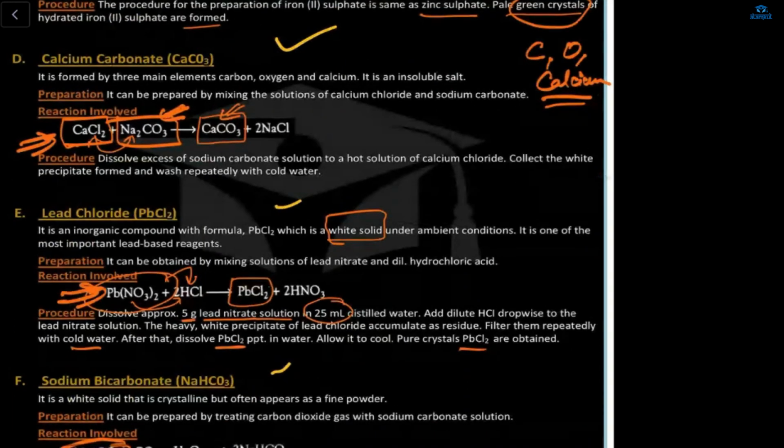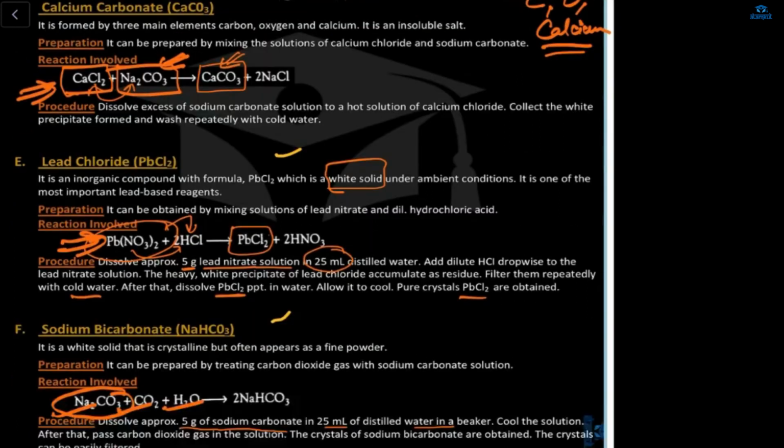What about lead chloride? What is the procedure? Lead chloride is made of lead nitrate and diluted hydrofluoric acid. So here we have to take 5 grams of lead nitrate and dissolve it in 25 ml distilled water, right? Yes, ma'am. And allow it to cool, and then what will happen? Your pure crystals will form.